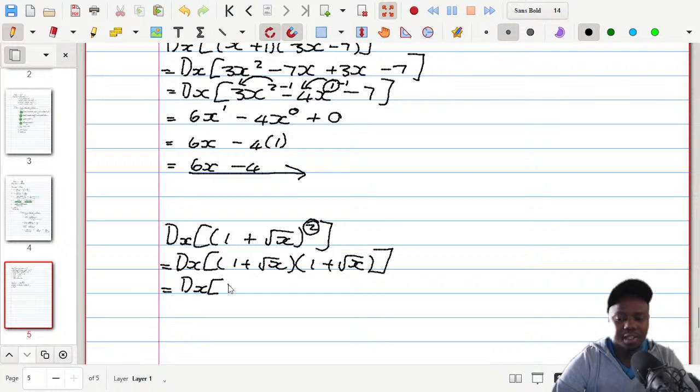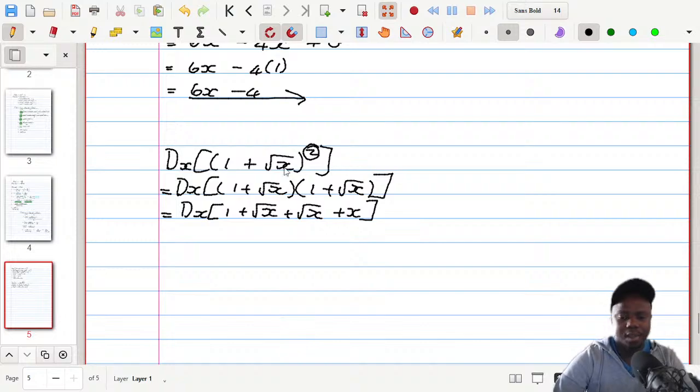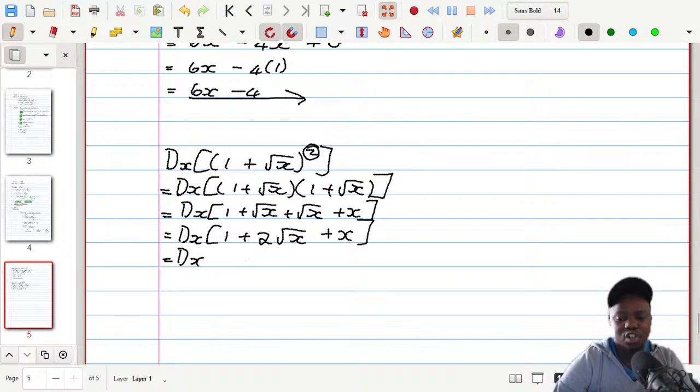From here, let me multiply out the brackets. So 1 times 1, that's 1. 1 times the square root of x, that's the square root of x. Square root of x times 1, that's the square root of x. Square root of x times square root of x, that's going to give us x. And when we simplify this, this is going to give us 1 plus square root of x plus square root of x. If you remember from exponents and surds, that's going to give us 2 square root of x plus x. What I'd like to do is write this in exponential form. I'd like to change the surd into exponential form. So this is going to be 2x to the power half plus x.